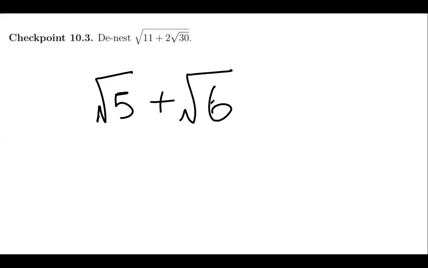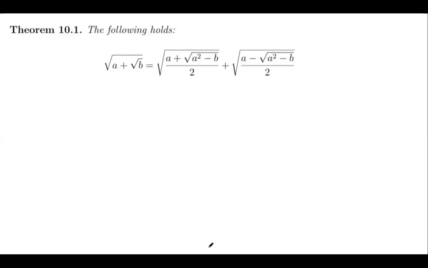Okay, did anyone get an answer? Should have been root 5 plus root 6. And it's using the same method as above.